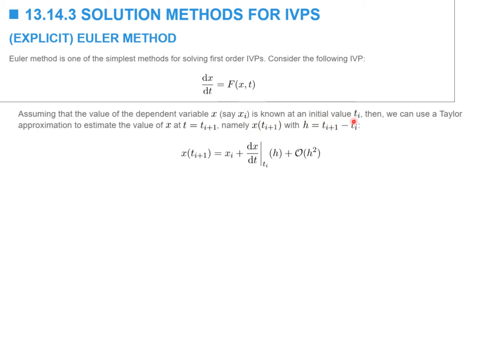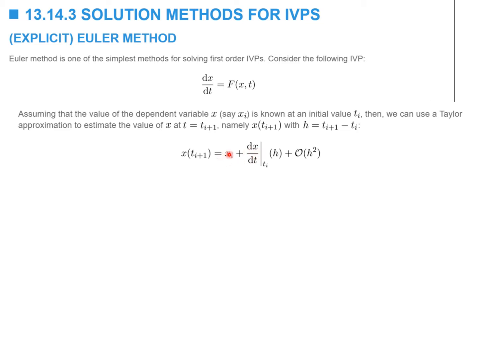So if I know xi at a particular time ti, then we can use a Taylor approximation to estimate the value of x at the next time point, ti plus 1, which is the value of x at ti plus 1. We can use this expression: x at the time point ti plus 1 is equal to x at the time point ti plus the rate of change of x multiplied by delta t, and delta t here we're using h to represent. h is equal to the difference between ti plus 1 and ti.